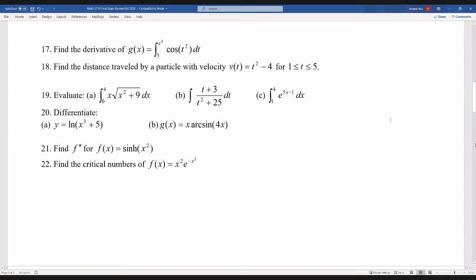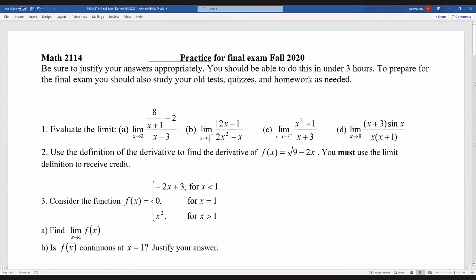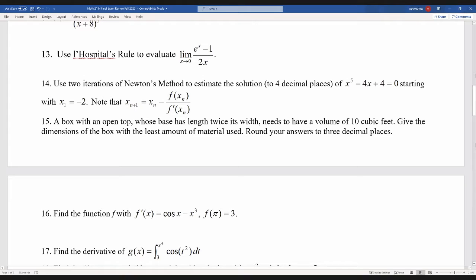Okay, so we have finished number 2. Let's look at number 3. See here, for number 13, look at the instruction. For number 13, you can use L'Hopital's rule, but not for number 1.